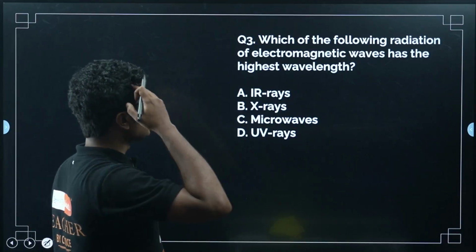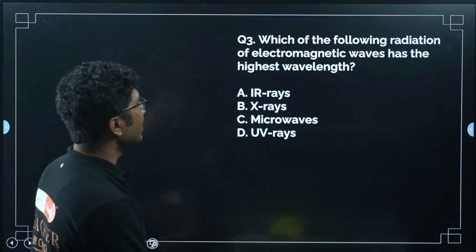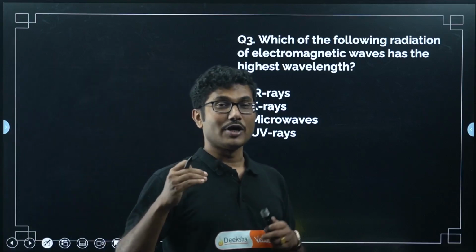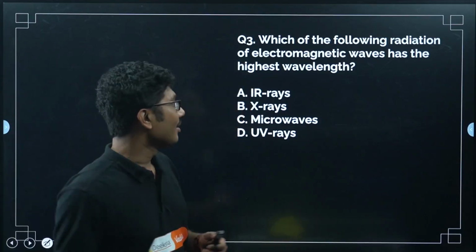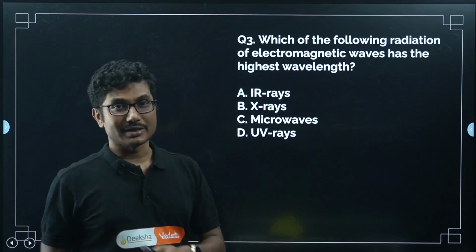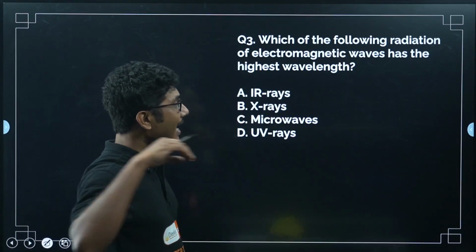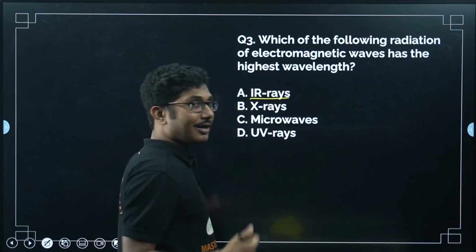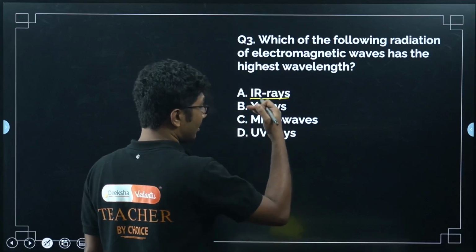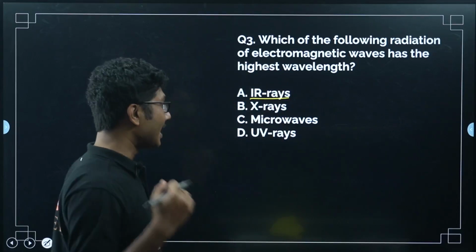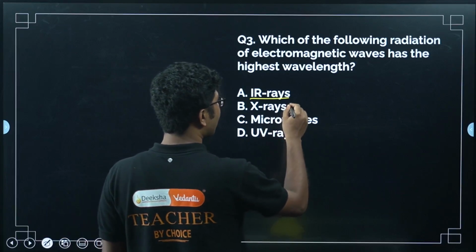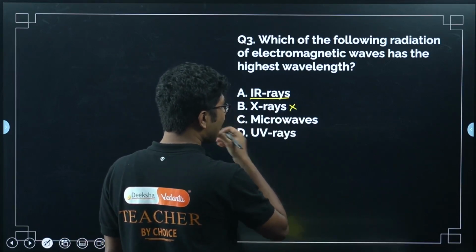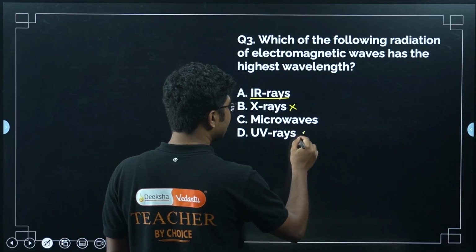Now, which of the following electromagnetic waves has the highest wavelength? I was telling you that you have to remember the chart, and from the given information you have to answer which one has the highest wavelength. Now, infrared rays are longer than visible red waves, so it is a high wavelength. X-ray is obviously not high wavelength. Infrared ray can be a candidate. X-ray is definitely not, UV ray is definitely not.